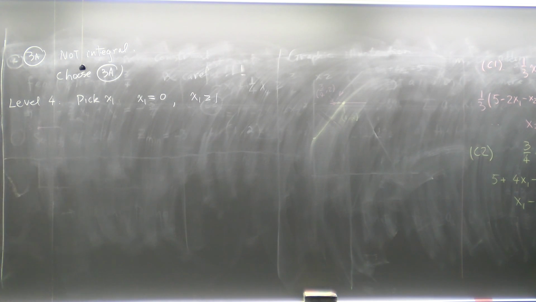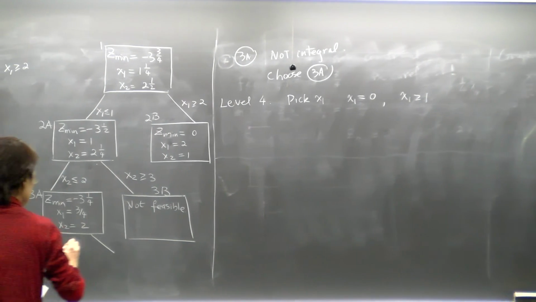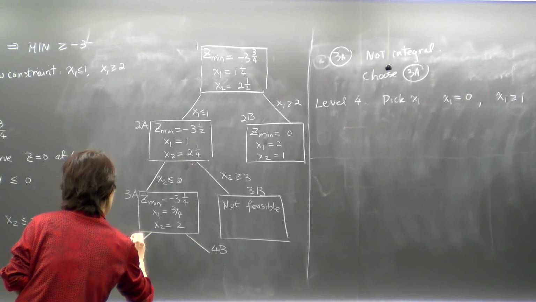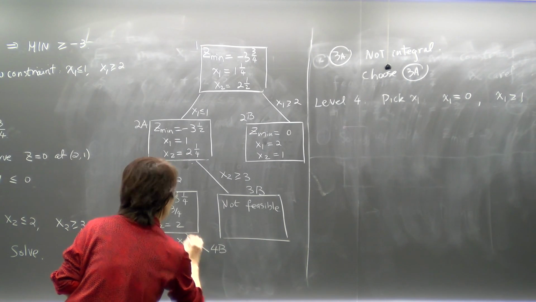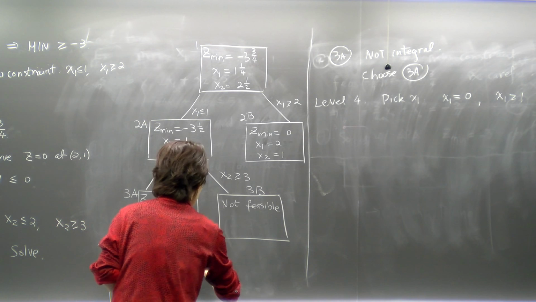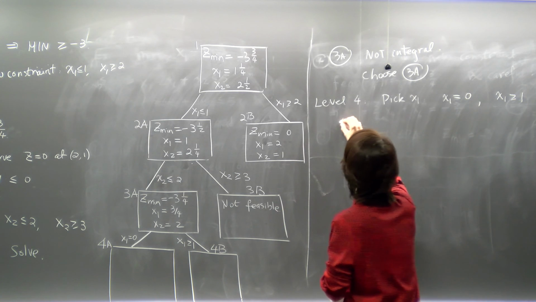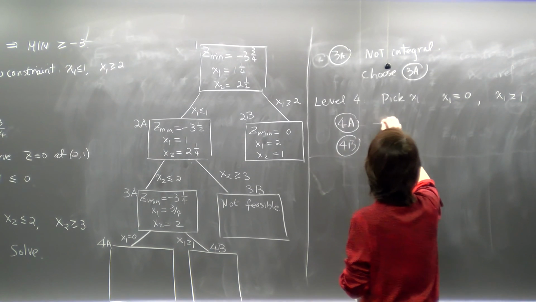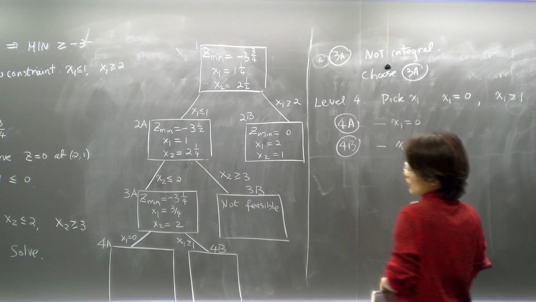So that gives me level 4 for A, let's say, and that's for B. For A the additional constraint is x1 is 0, and here x1 is bigger than or equal to 1. Okay? I have 2 problems. I send them into LP Assistant, and then I solve them. So I form 4A and 4B. For 4A, I added x1 is 0. For 4B, I added x1 is bigger than or equal to 1.